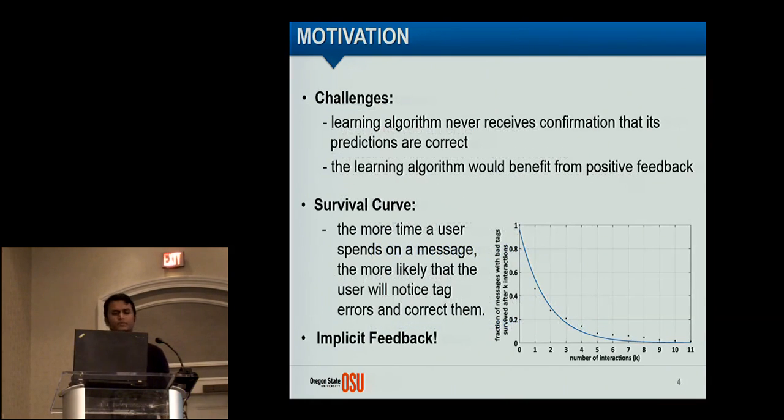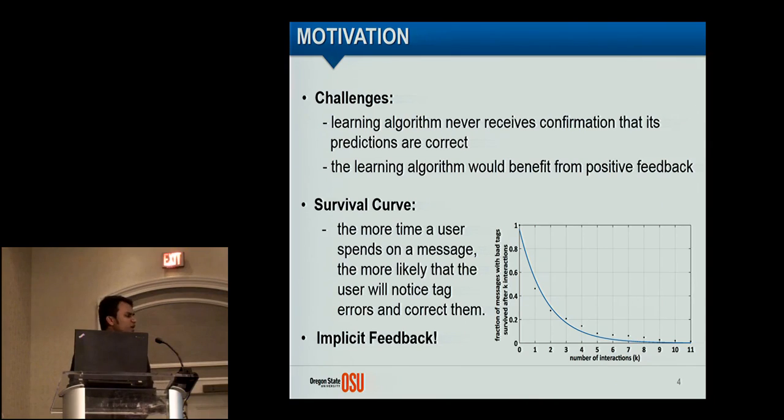So what is the problem? The problem here is that the learning algorithm never receives confirmation that its predictions are correct, which is a violation of standard online learning algorithms. In machine learning, online learning algorithms assume that the ground truth tags are available after making every prediction, which is violated in this particular case. And we believe the learning algorithm would benefit from positive feedback.